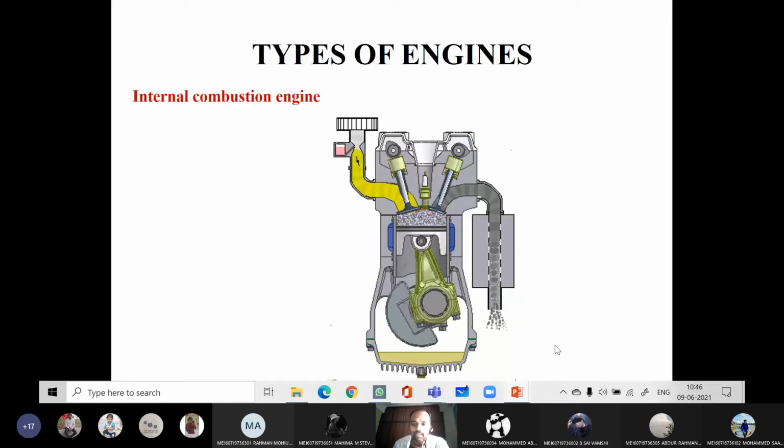This is the petrol engine. You can see here the spark plug is there. Whereas in case of diesel engine, the spark plug is replaced by a fuel injector, and in place of air plus fuel, only air will be admitted. The remaining process will remain the same. Maybe the size of the engine may be bigger for a diesel engine.